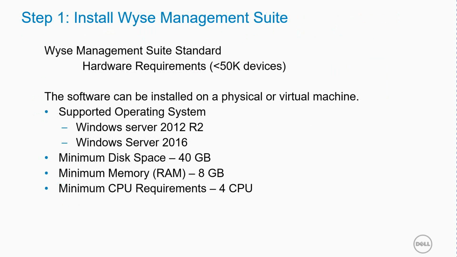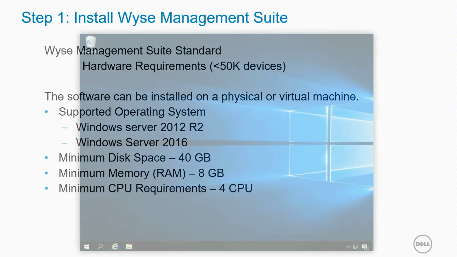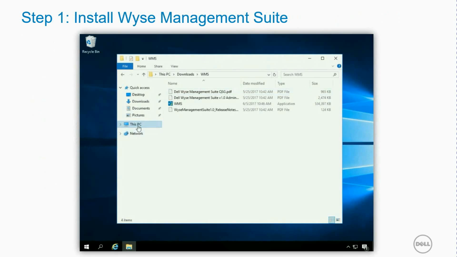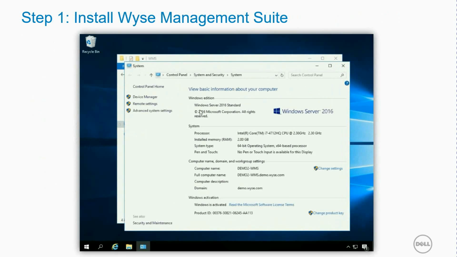For step 1, installing the Wyse Management Suite, the server and hardware requirements are listed here on the screen. Now let's begin the installation. You can see in this case I am using a Windows 2016 standard server. The server is joined to the domain, and I am logged in as a domain administrator.